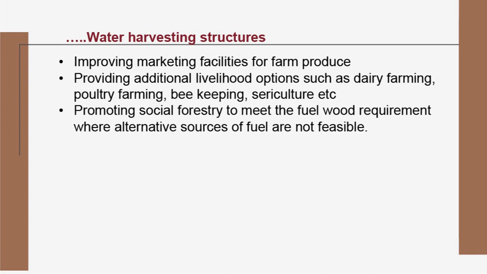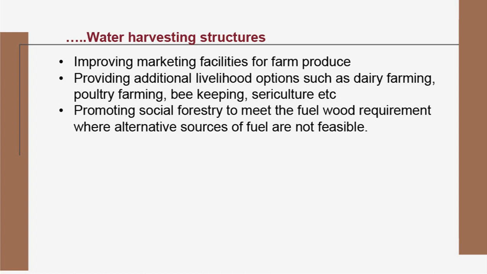We also need to improve the marketing facilities for farm produce, because in those areas most of the farmers are socio-economically backward, with small landholdings and low income. So proper marketing will give them more profit from their farming. Also, providing additional livelihood options such as dairy and poultry, we need to combine two or three enterprises through the farming system approach or integrated farming system, so that their income is raised, natural resources are protected, and the environment is protected.